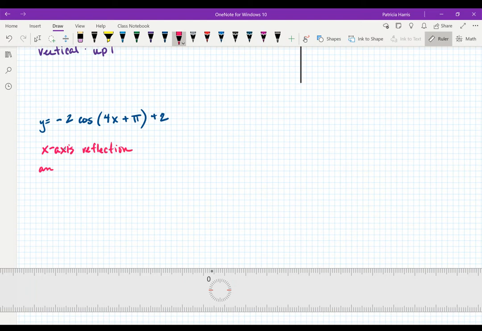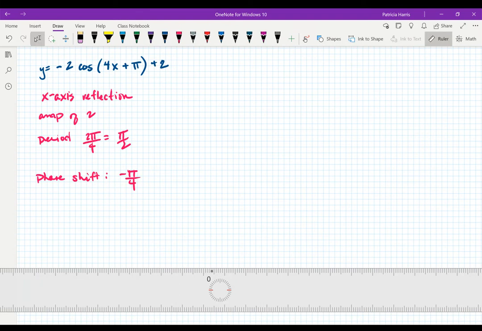We have an amplitude of 2. We have a period of 2 pi divided by 4, which is pi over 2. Okay, and then we have a phase shift of negative pi over 4. And then we're going to have a vertical shift of 2.